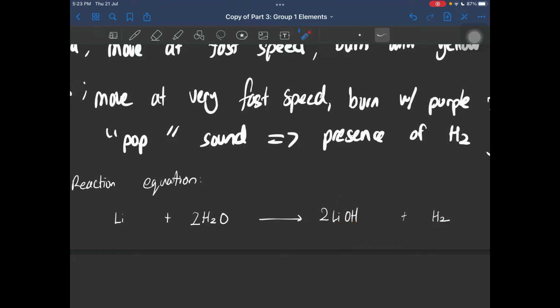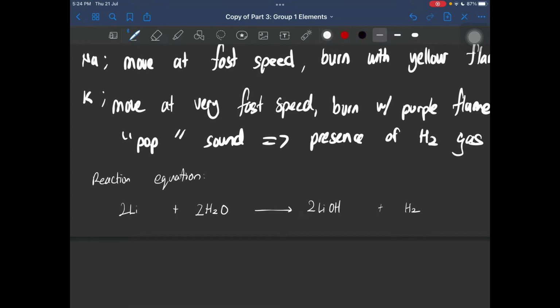So our hydrogens are already balanced. Our oxygen is also already balanced. Only our lithium is not balanced yet. We have 2 lithium here, but only 1 lithium here. So we put a 2 here and done. This is our reaction equation.